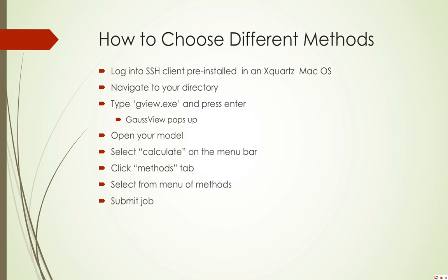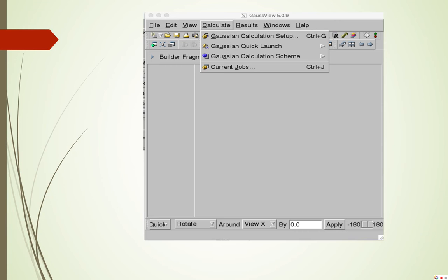Next slide, please. For the calculation, there are a lot of options here: Gaussian Calculation Setup, Gaussian Quick Launch, Gaussian Calculation Scheme, Current Job. Basically, you have to set the Gaussian Calculation Setup. Next slide.